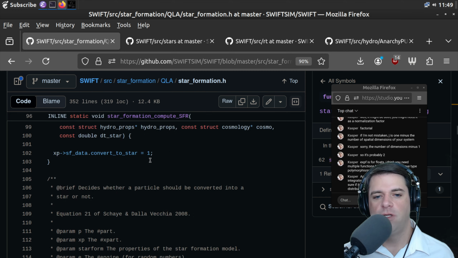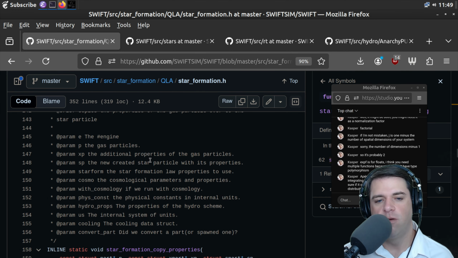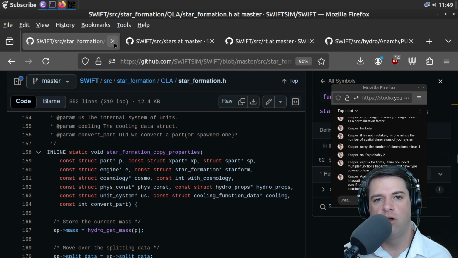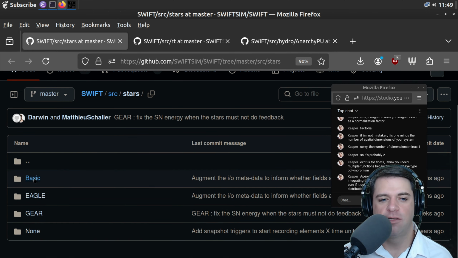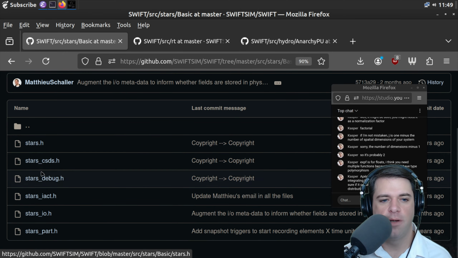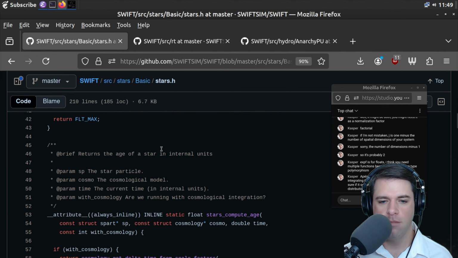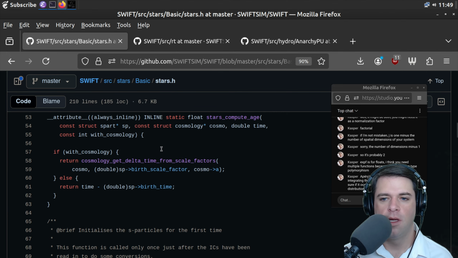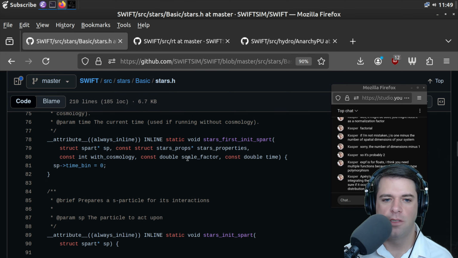And it's going to do some computation. Whatever the model is, we'll see if this gas becomes a star. And then what if it does become a star? I don't know. Something has to change. And here's some star stuff. Stars debug, stars.h. You can compute the age of a star, and so on and so forth.